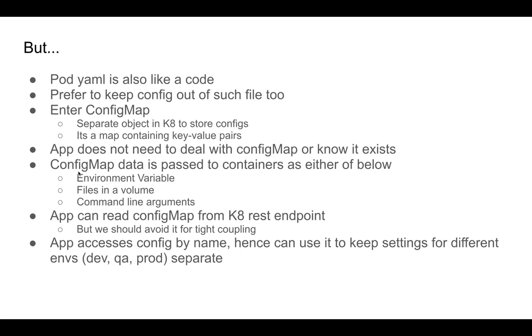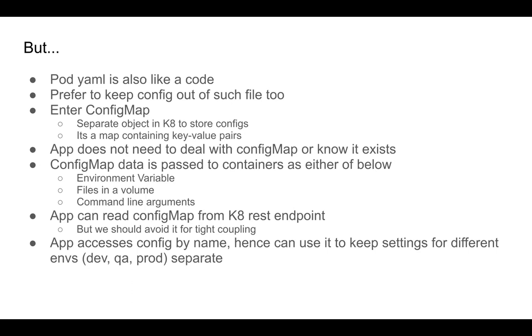Now this second line tells you how this gets achieved. ConfigMap data is passed to the containers as either of the below. You can create the config map, put some key value pairs, and then arrange to have those key values available as an environment variable. Once it's available as an environment variable, we saw just now that Spring Boot will automatically pick that up, and similar should be the case with other frameworks also.